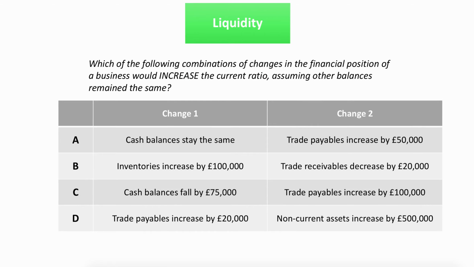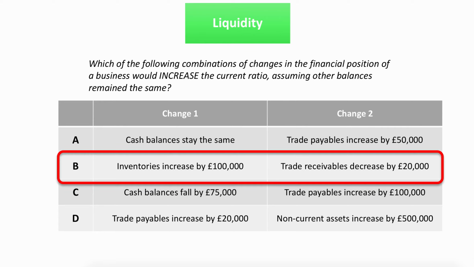Okay, have a go at this question now and pause the video. See if you can work out which of those combinations of changes in the business will increase the current ratio. Have a go. What do you think the answer is? Well, hopefully you worked out that it is B.